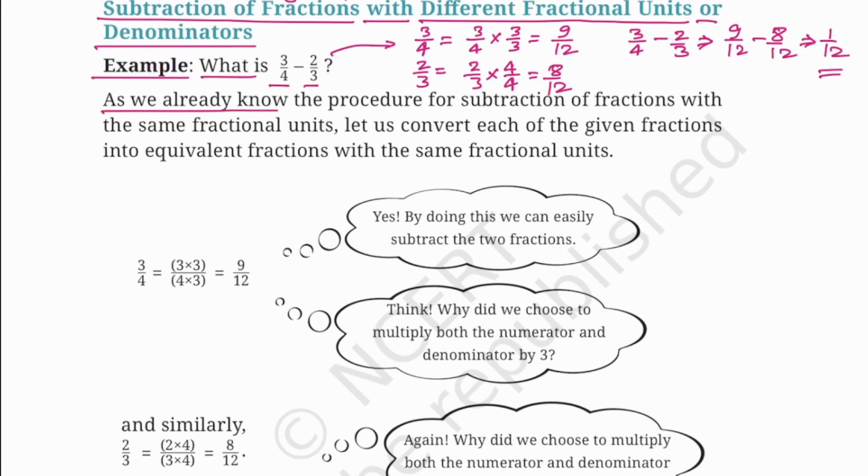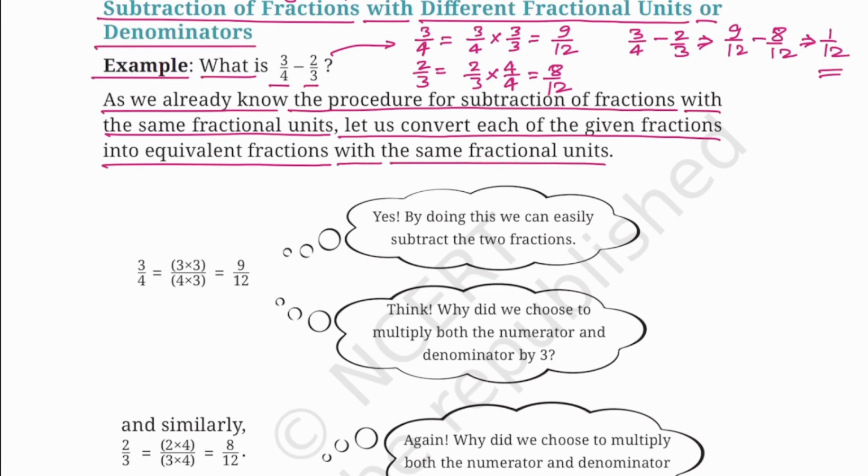As we already know the procedure for subtraction of fractions with the same fractional units, let us convert each of the given fractions into equivalent fractions with the same fractional units. 3 upon 4 can be written as 9 upon 12. Yes, by doing this, we can easily subtract the two fractions. Think, why did we choose to multiply both the numerator and denominator by 3?